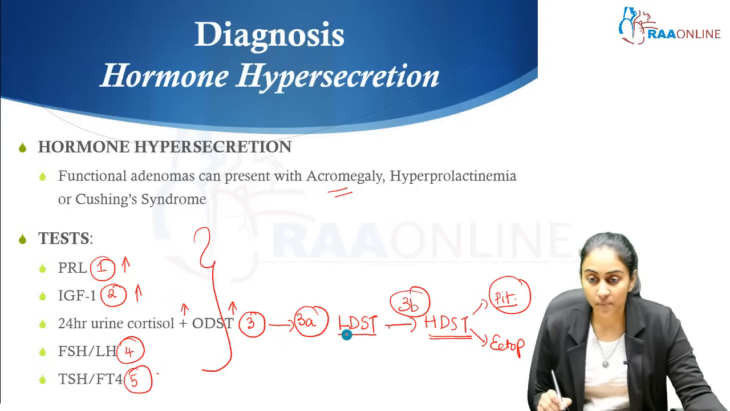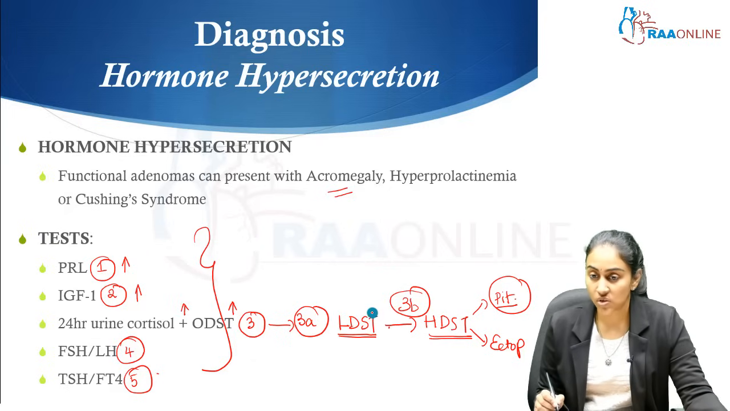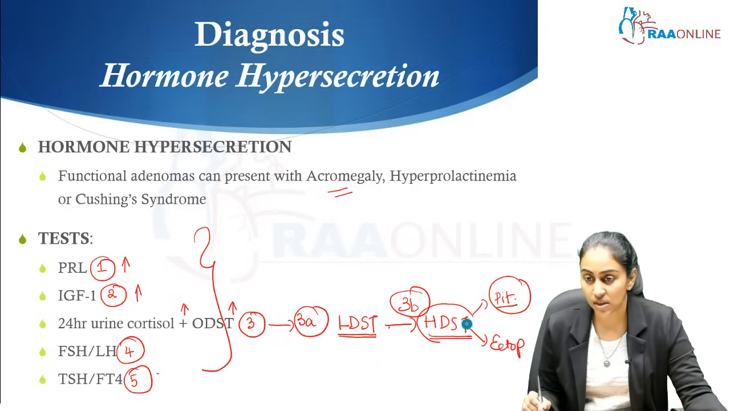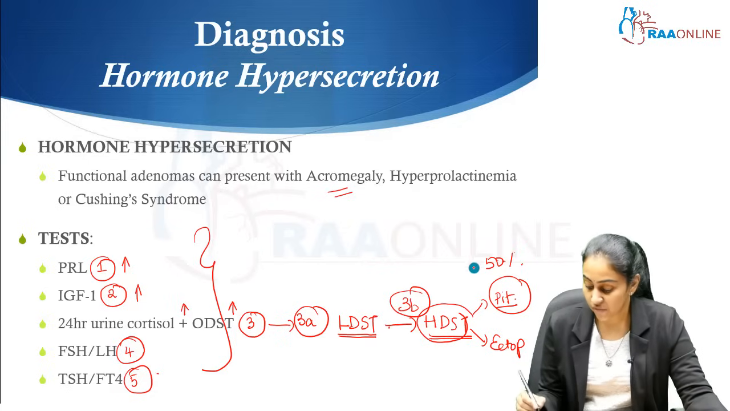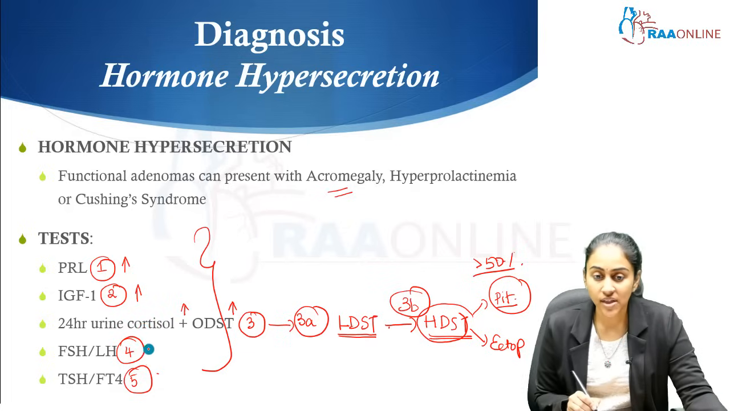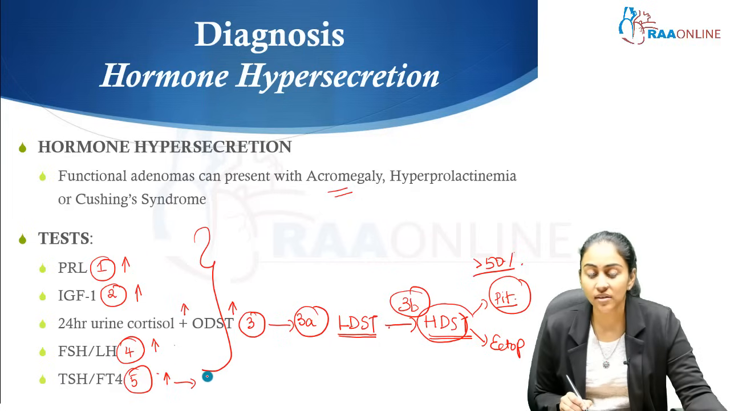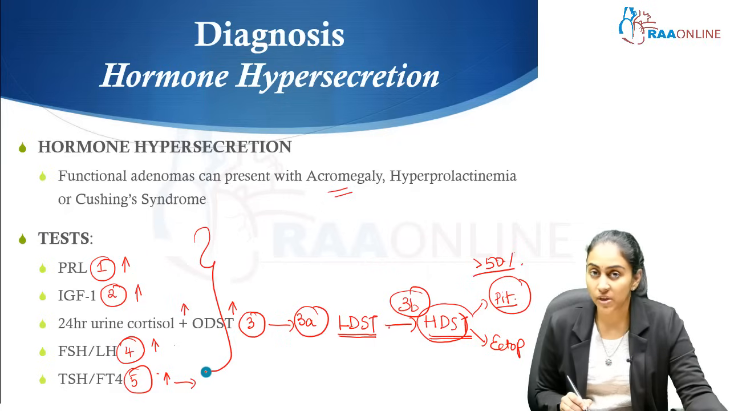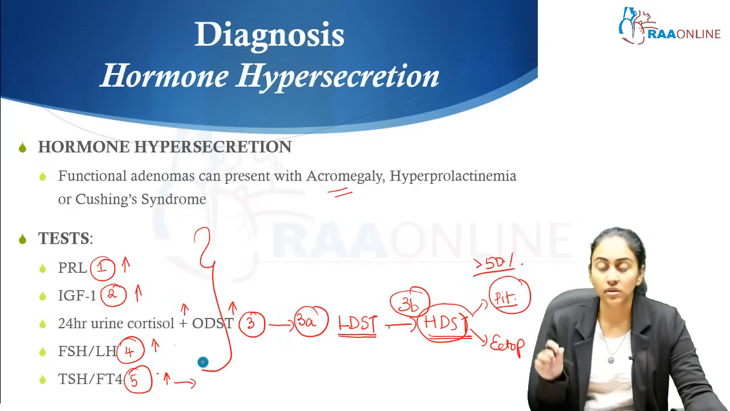On the low-dose dexamethasone suppression test, the cortisols will be unsuppressed. In the high-dose dexamethasone suppression test, suppression will be there by 50%. So, that tells you by 50% or more, and that tells you this is pituitary and not ectopic. FSH and LH will be elevated, and TSH and free T4, usually if free T4 is high, you would expect the TSH to be low if the pituitary is under an intact negative feedback mechanism.